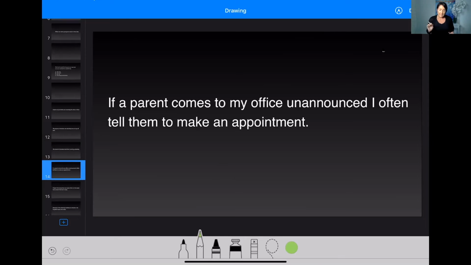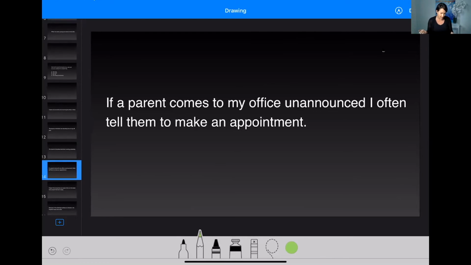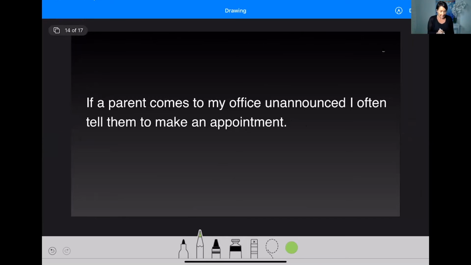All right. This is where it can get a little bit weird, and people constantly do this. Constantly. This is another surprise pet peeve of mine when it comes to grammar. If a parent comes to my office unannounced, I often tell them to make an appointment. There are two problems with this sentence right now. Two problems. I'm going to give you a second to take a look at it. If a parent comes to my office unannounced, I often tell them to make an appointment.